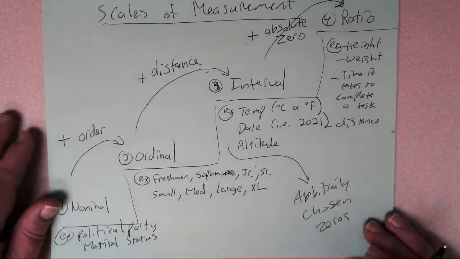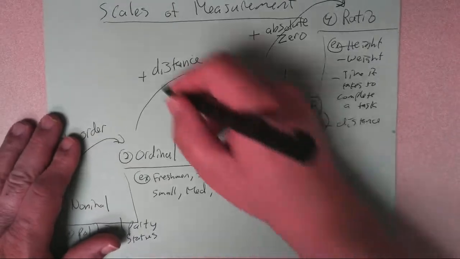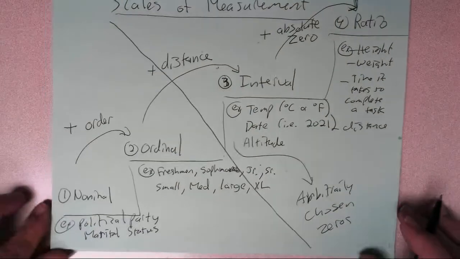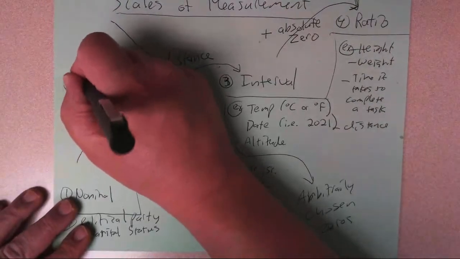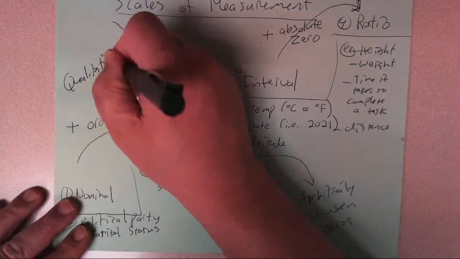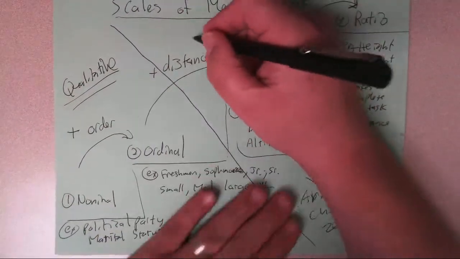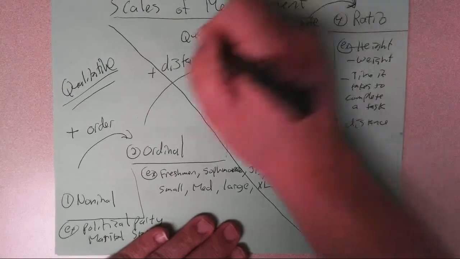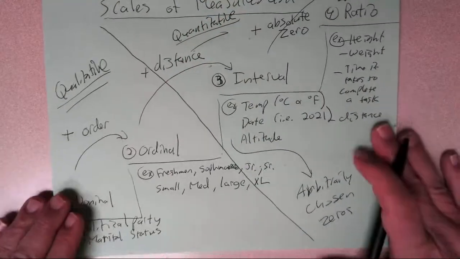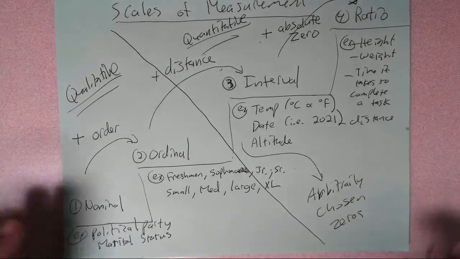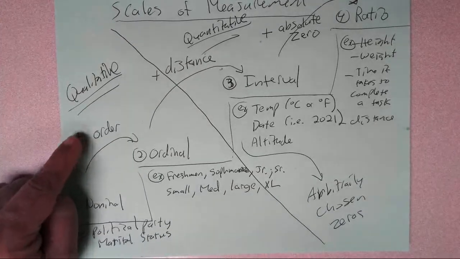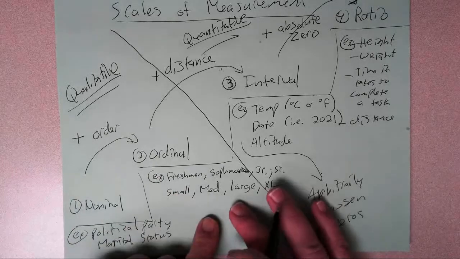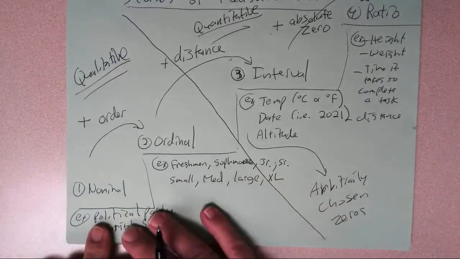Okay, so now how do I identify what the scale of measurement is? Here's the way to do it. The real easy way is I split my staircase in half. On this side we have qualitative variables, and then on this side we have quantitative variables. So what you're doing is you're first deciding if it's qualitative or quantitative. And then if it's qualitative, you're just deciding whether there's a natural ordering to them or not. If there is, it's ordinal, and if there's not, it's nominal.